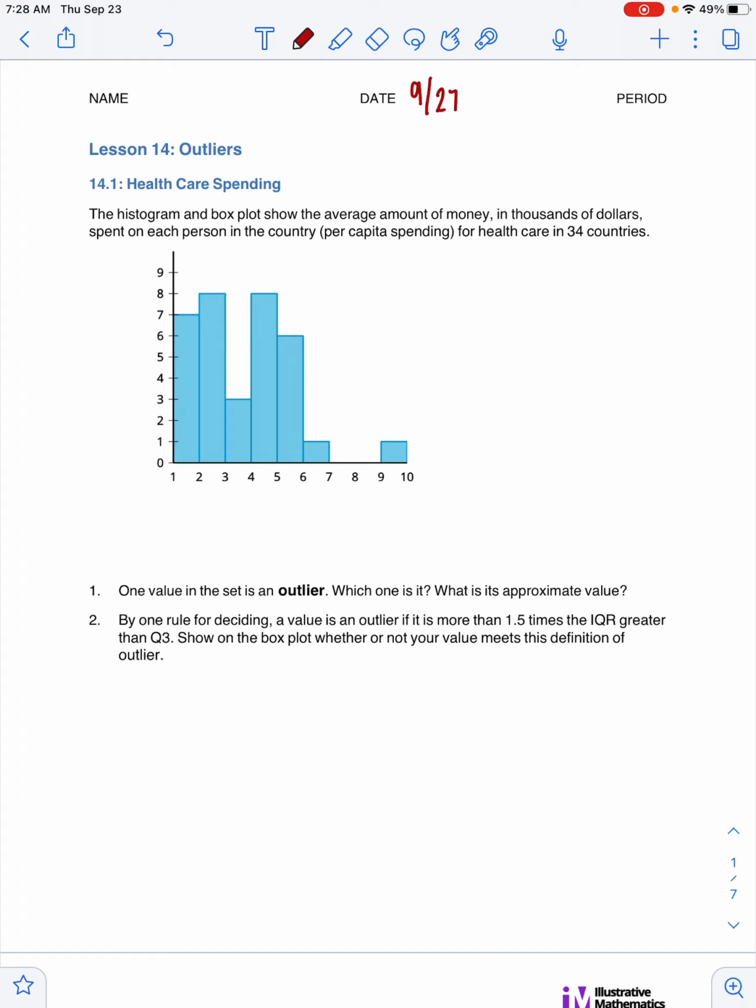You'll notice that in question 2, it asks you about a box plot. This box plot was projected on the board during class, and it's not in your document. So I'm going to go ahead and draw the box plot here so that you have it to reference. Once I draw out the box plot, you can go ahead and pause this video and give 14.1 a try. Once you've tried 14.1, you can come back to this video and we'll talk through it together.